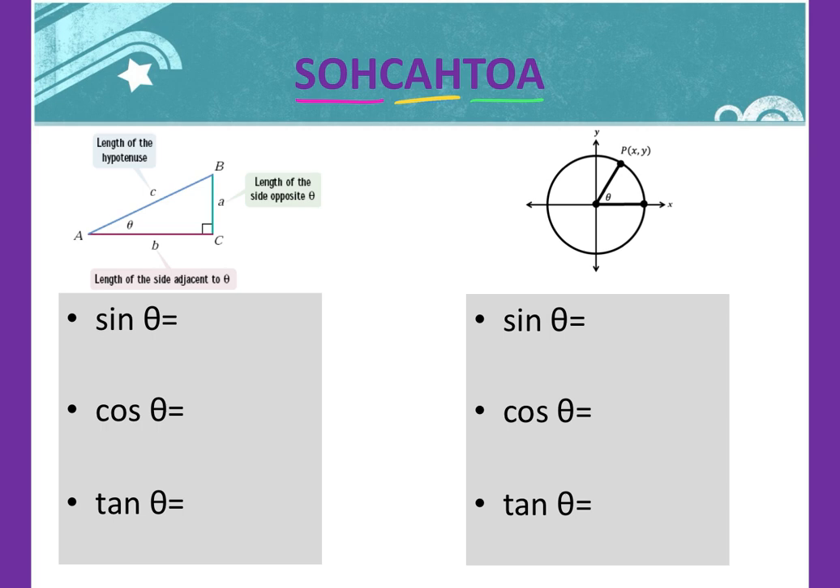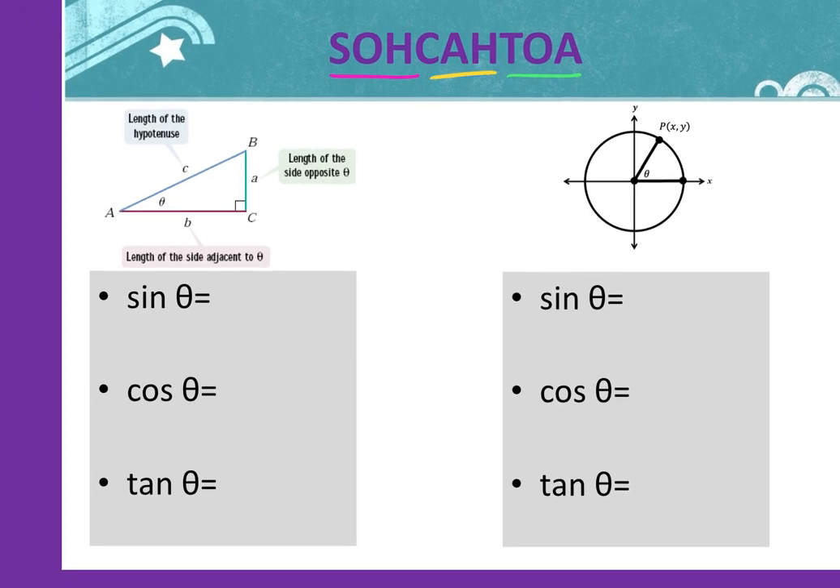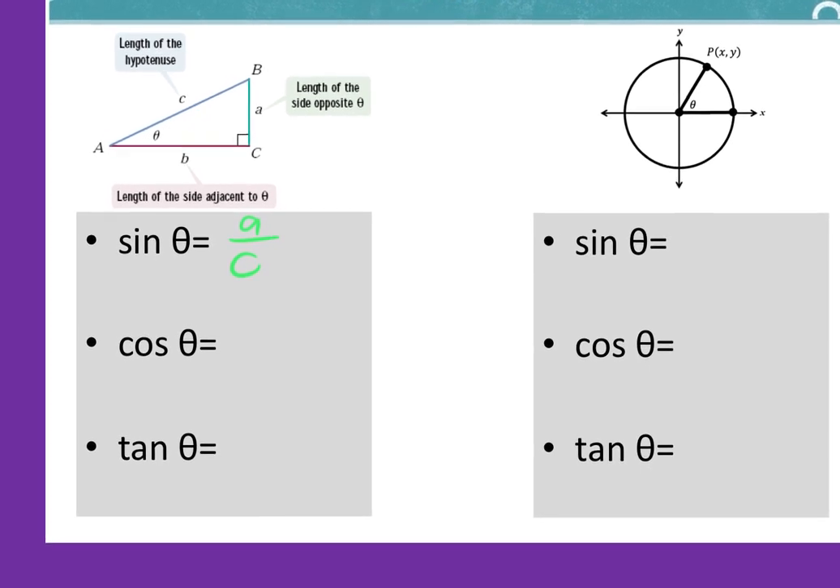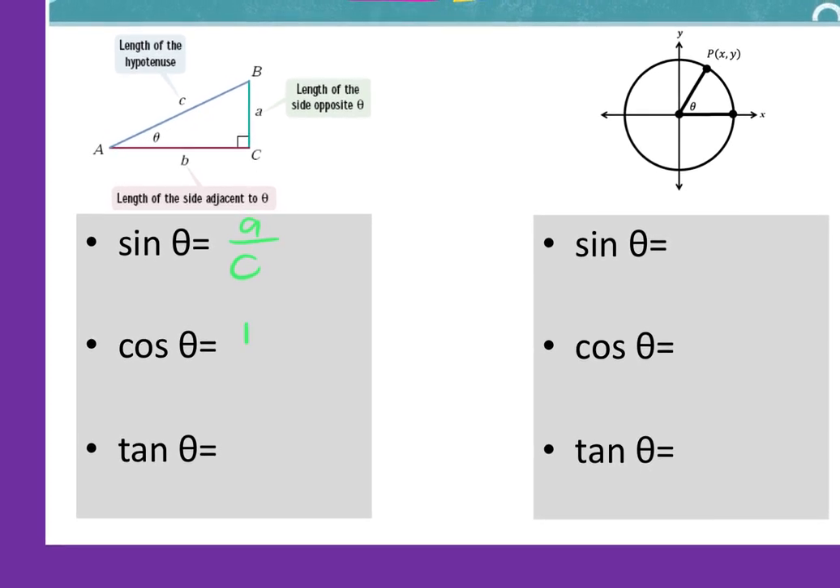So if I wanted to find the sine of theta, what's my ratio, using the letters that are there? A over C. Good. Cosine of theta, B over C. And tangent of theta, A over B.